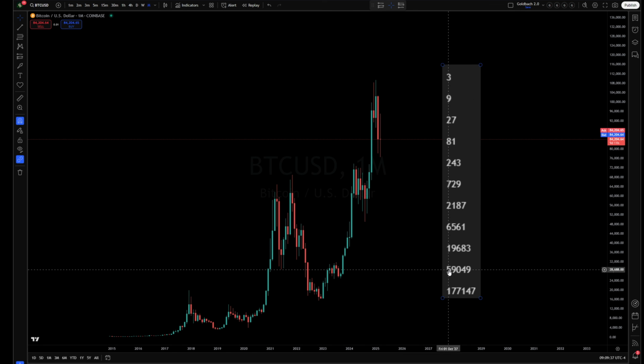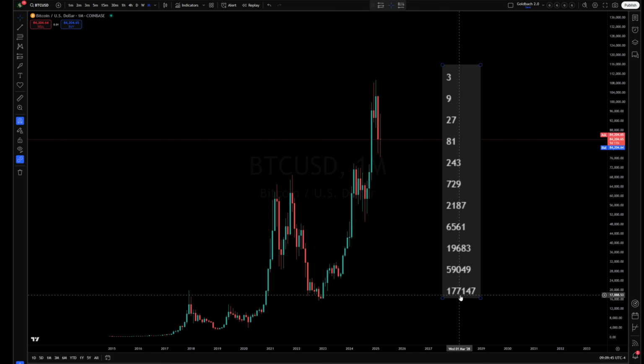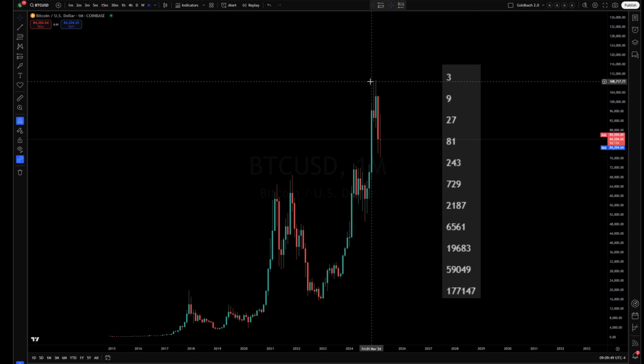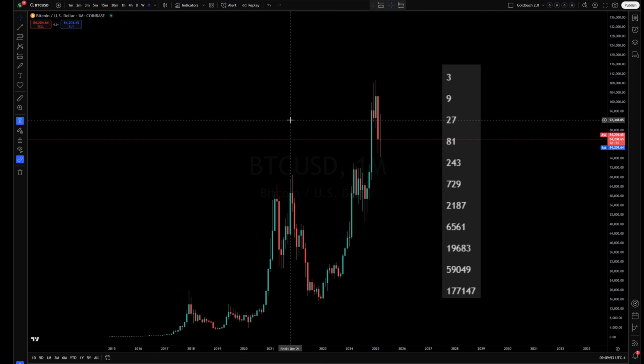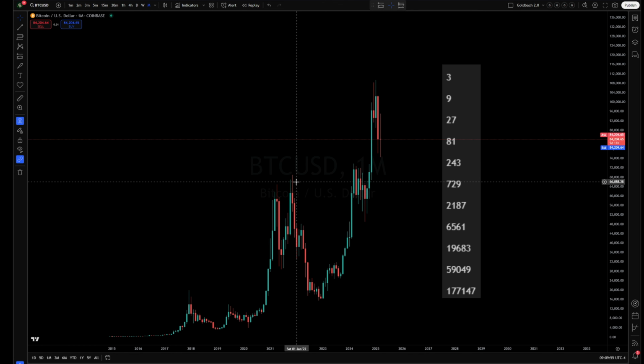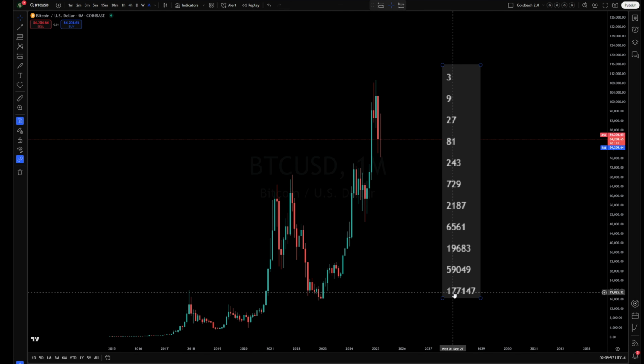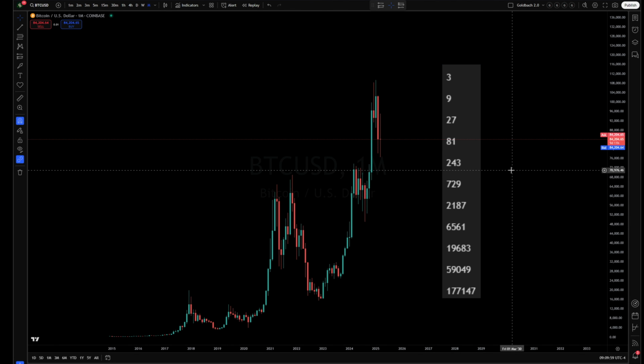Once we broke $59,049 on Bitcoin, the high became $177,000. And I predicted this many months ago before this whole pump. It is not a straight line from 59,000 to 177,000. And what Hoppy's new research shows is that you have these hidden Goldbach dealing ranges.